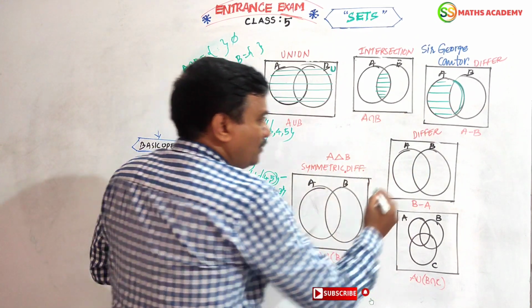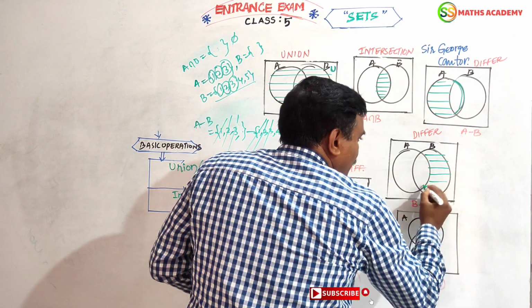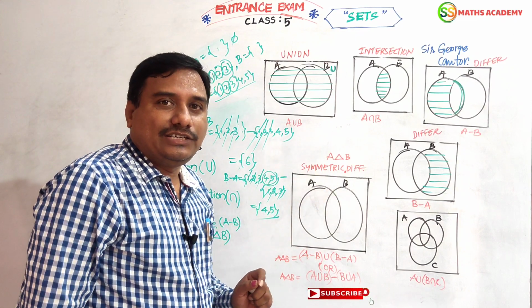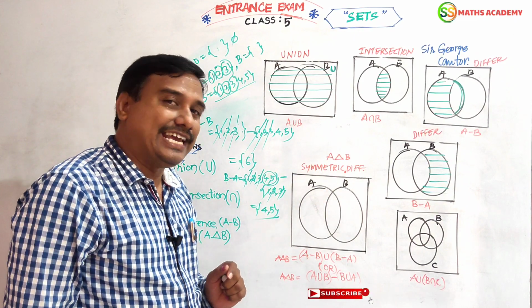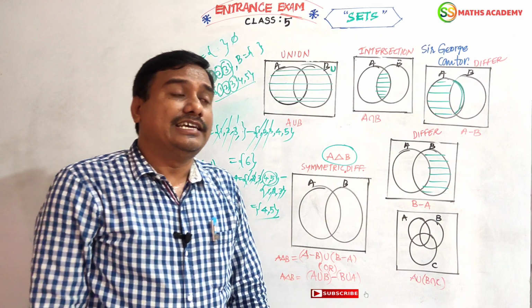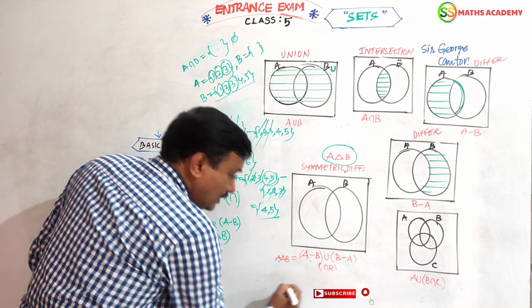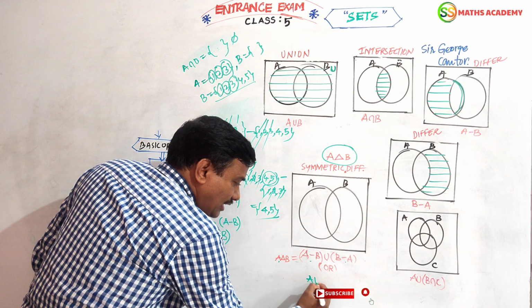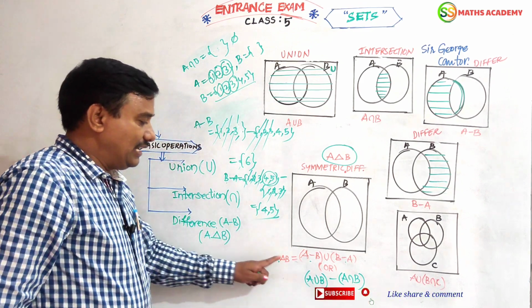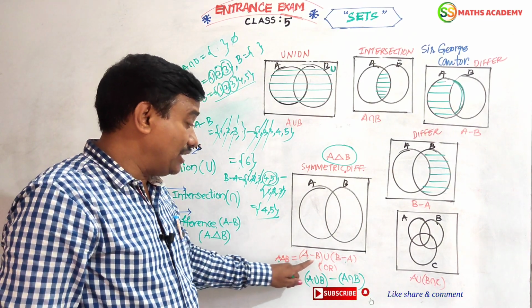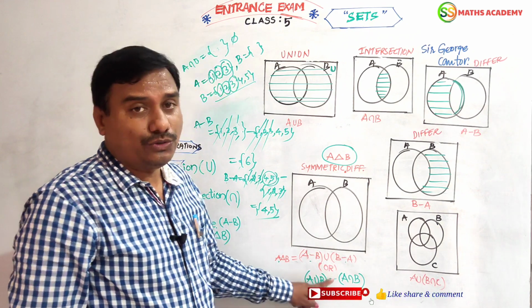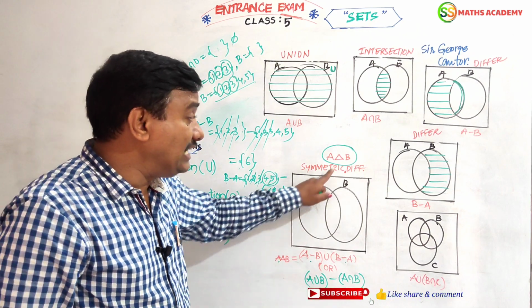Now B minus A, simple. You shade only B. Okay? Clear. Now, a very important question: symmetric difference of two sets A and B. That is notated by A delta B. We can read it as the symmetric difference of A and B. A delta B we can note as A union B minus A intersection B. A delta B is A minus B union B minus A, which is also correct.